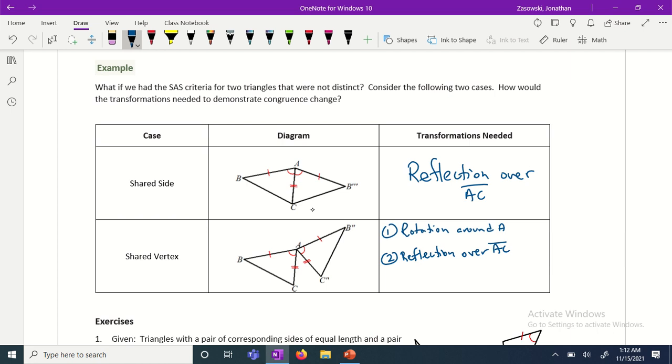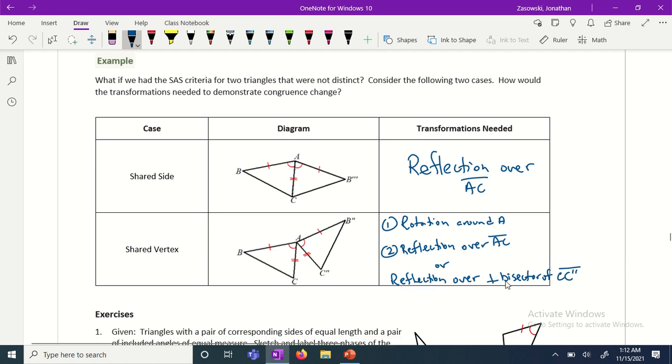Now there's another option where you could do a reflection over the perpendicular bisector of C double prime, okay? Or you could say over the angle bisector of angle C A C double prime, your choice. So those are the two options.